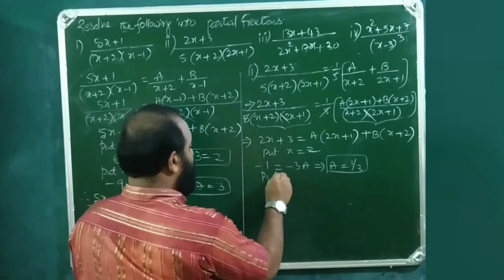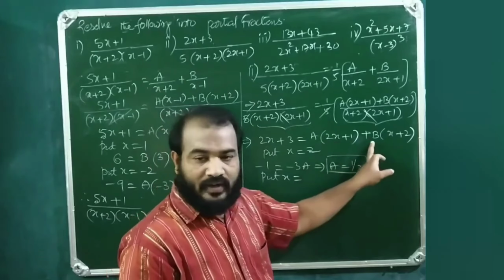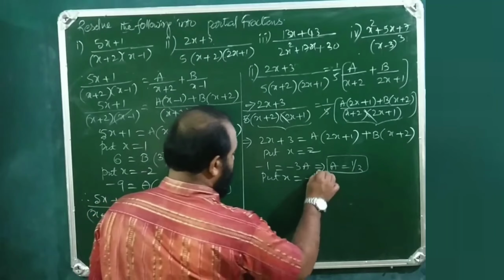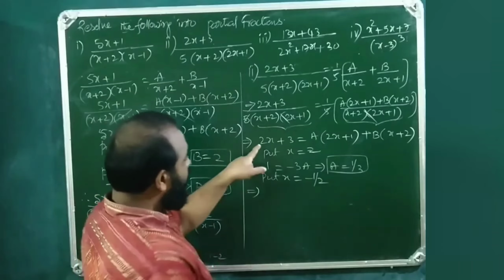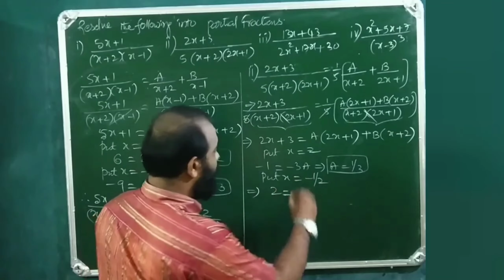So put x is equals to minus 1 by 2. 2x plus 1 equals to 0. 2x equals to minus 1. x equals to minus 1 by 2. Now 2 into minus 1 by 2, 2 gets cancelled. Minus 1 plus 3 is 2.